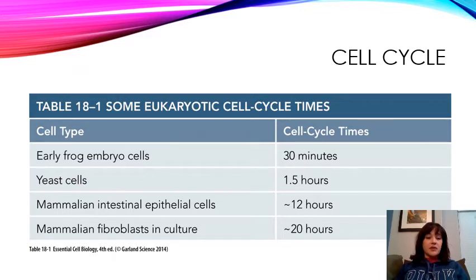So just an example of some variety here, looking at cell cycle times. During development, cells divide quite rapidly. Early frog embryo cells divide every 30 minutes. By zebrafish embryos, the cells divide about every 15 to 20 minutes.